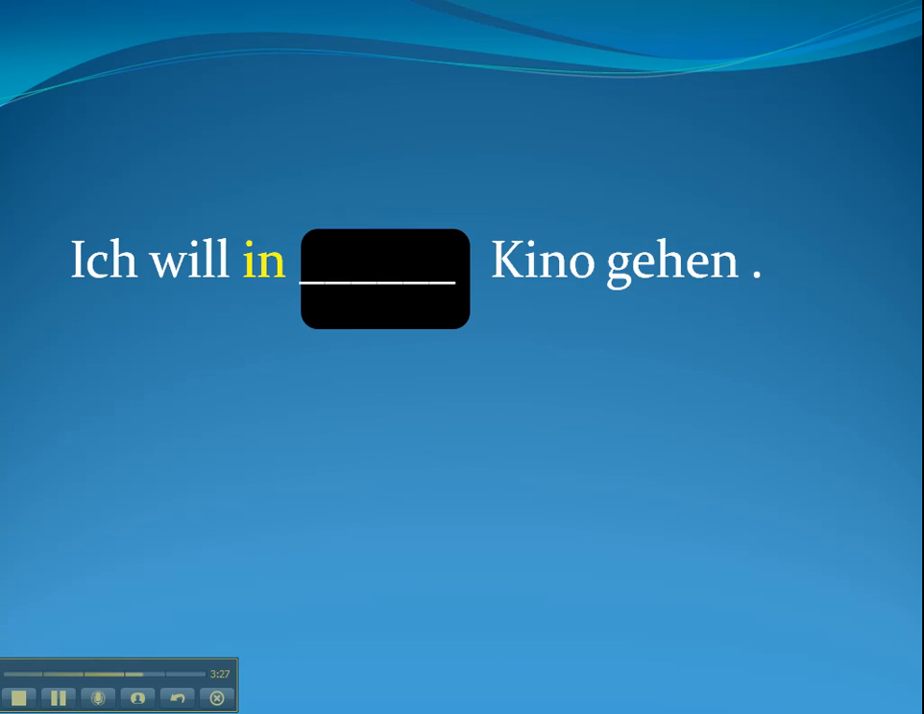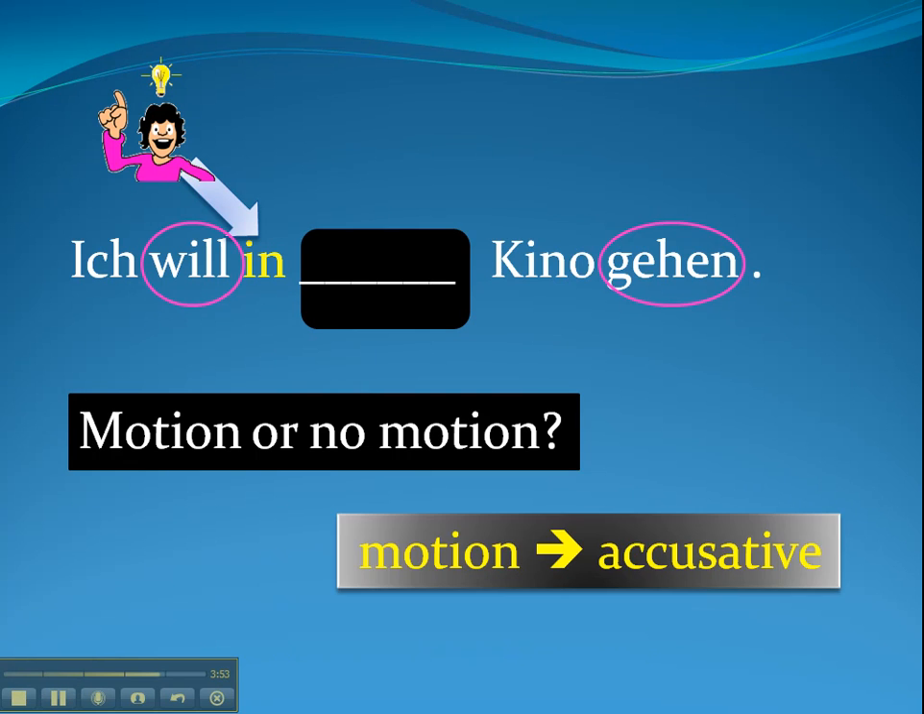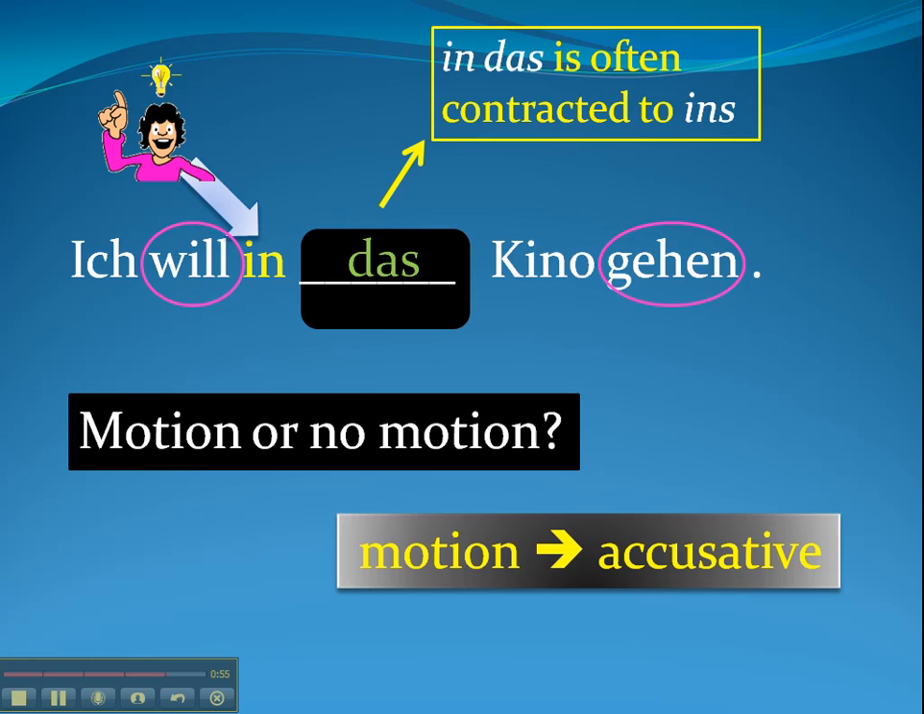Second example. Aha! In is our preposition again. Let's figure out, is there motion or no motion? Where's our verb? Well, it has 2 parts this time. Will gehen, want to go. Is there motion? Yes, there is. Gehen indicates motion. What's the rule? Motion, accusative. Again, it's das Kino. So therefore, das. Ich will in das Kino gehen. I want to go to the cinema. Again, there's a contraction involved here often. In das often becomes ins, and you'll probably recognize this.